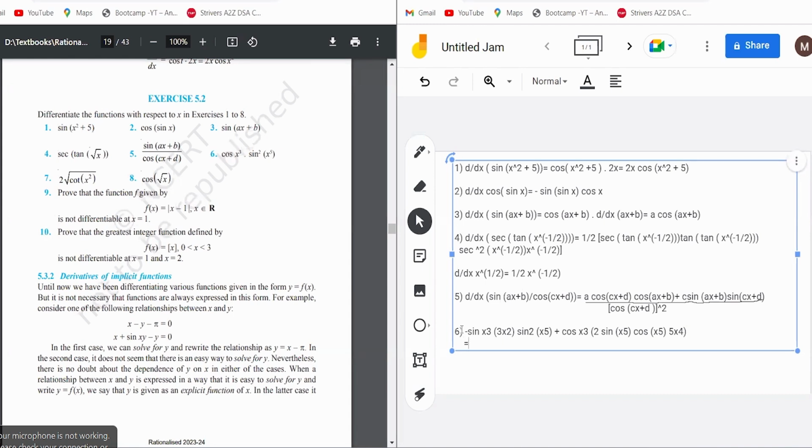2 into 5, it would be 10. It would be 10 times cos of x cube times sine of x power 5 multiplied by cos of x power 5 multiplied by x power 4, minus this first part, which is 3 times sine of x cube, and sine square x power 5 multiplied by x square.